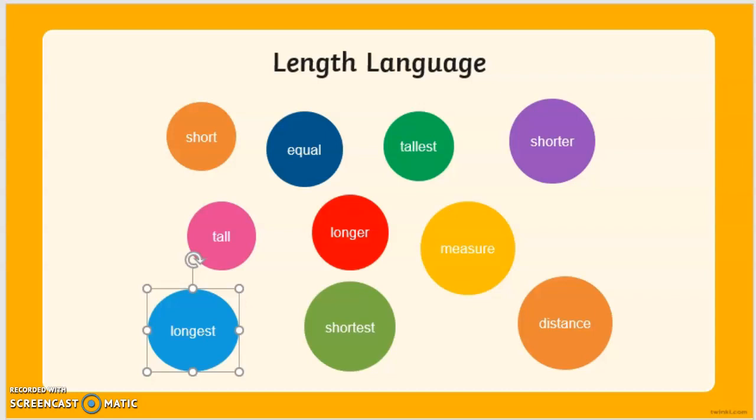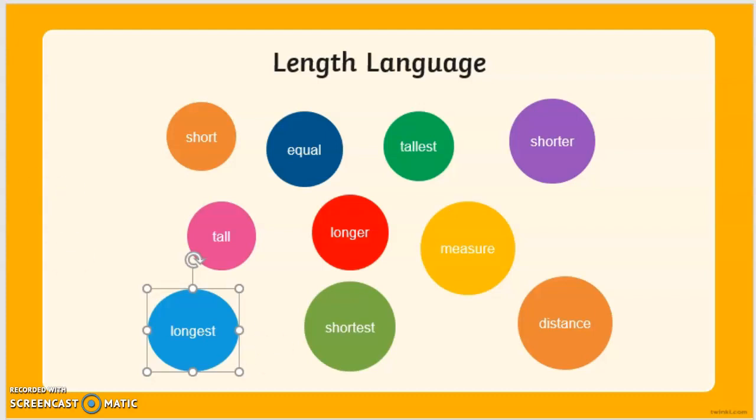Good morning. So first we're going to revisit the language that we would use when describing height and length, okay? So I'm going to say the word first and then you can repeat after me. So we have the word short, tall, longest, shortest, longer, equal, tallest, measure, distance, and shorter. Well done.